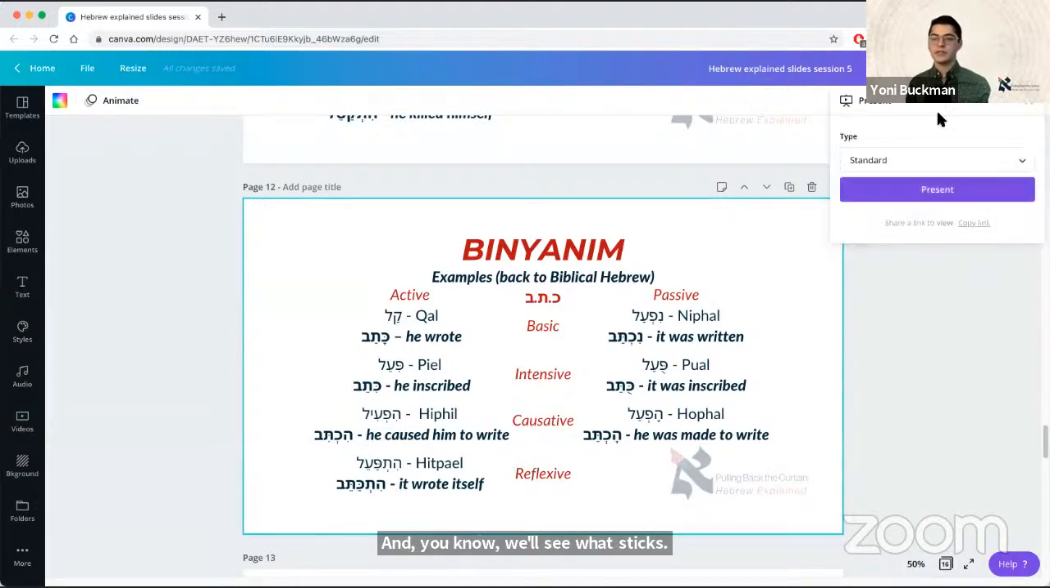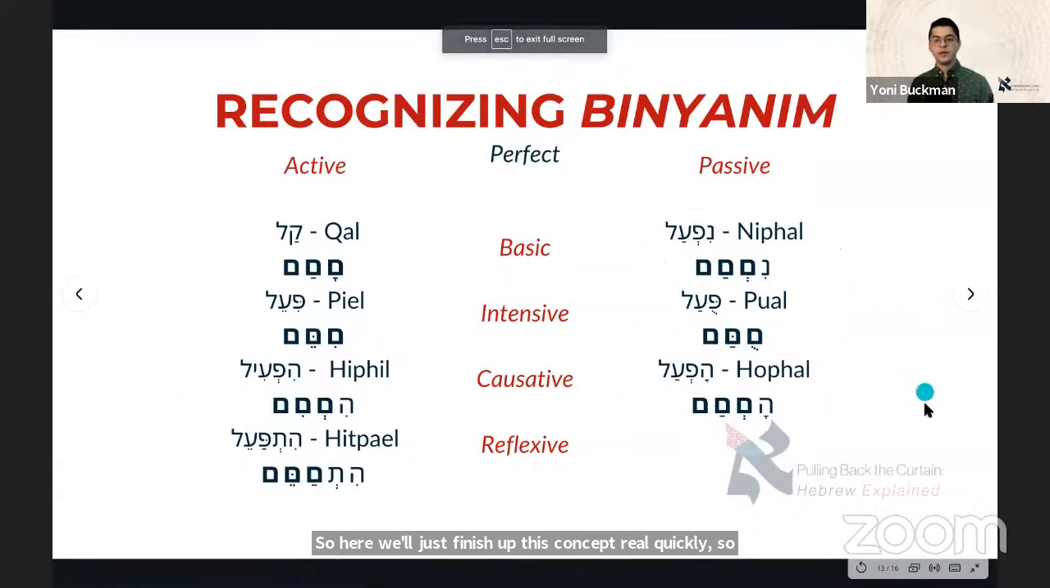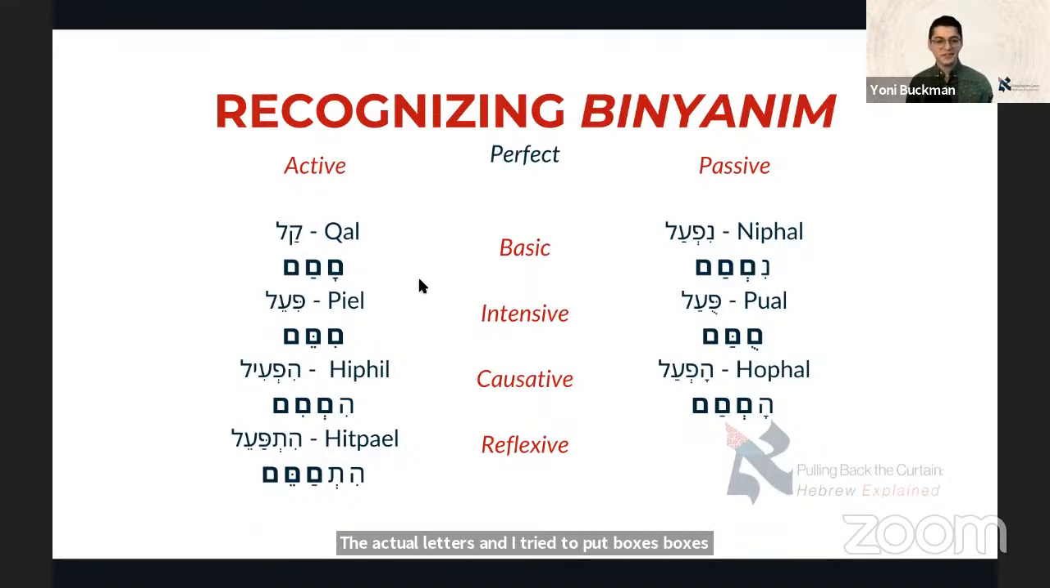So here, we'll just finish up this concept real quickly. These are the binyanim. Just a couple of tricks to recognize them. I took out the actual letters and tried to put boxes. Boxes in Canva were hard to formulate, so it's actually a mem sofit that I just kept hitting. But think of these not as three mems, but as boxes.